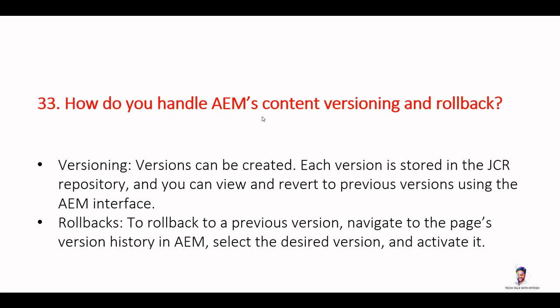Okay, next question is how do you handle AEM's content versioning and rollback? Versions can be created. Each version is stored in the JCR repository and we can view and revert to a previous version using the AEM interface. To roll back to a previous version, navigate to the page version history in AEM, select the desired version and activate it. Let's see how it happens.